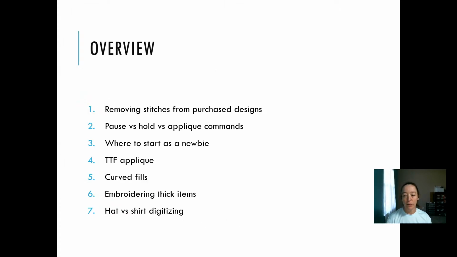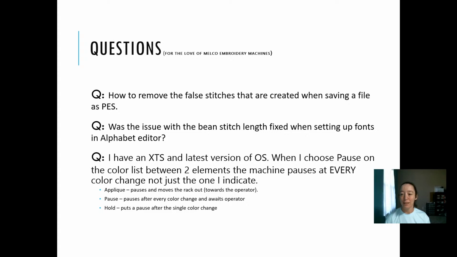Again, this is just a high-level overview of some of the questions that were asked. Things like removing stitches from designs. What's the difference between some of the commands you have when you're setting up colors? Where do I even start? I'm new to this, so those sorts of things. These are some of the ones I know ahead of time, and we'll see what else we can add.